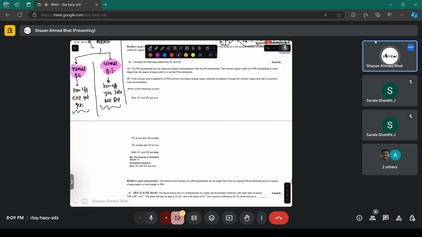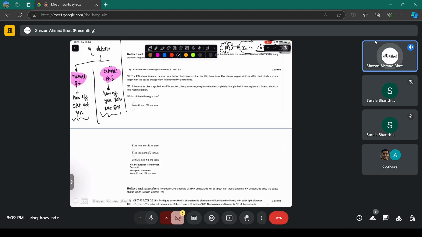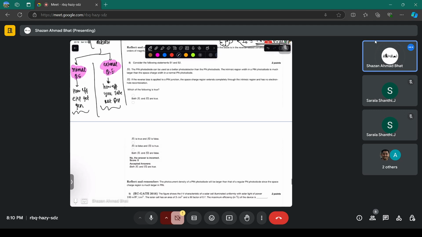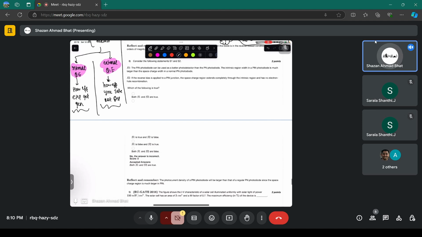Okay, now, a PIN photodiode can be used as a better photodetector than the PN diode. The intrinsic region width in the PIN diode is much larger than the space charge width in the normal PN diode. If the reverse bias is applied to the PIN junction, the space charge region extends completely through the intrinsic region and has no electron hole recombination. Okay, so there is a modification of a PN diode, which is called a PIN diode.